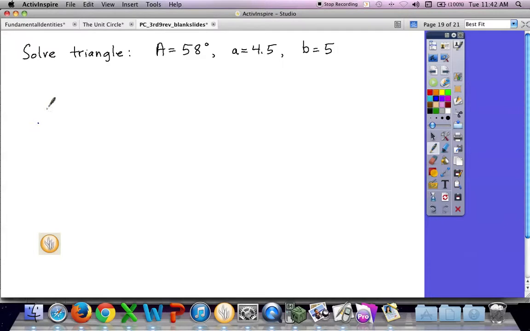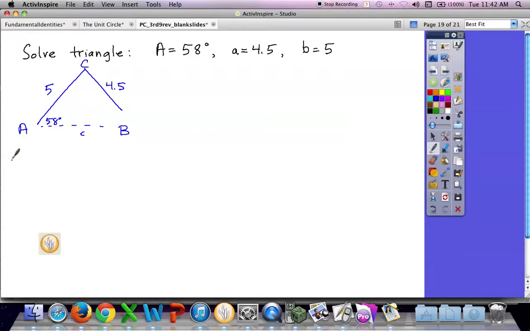So let me label these up. This is going to look like this. Here's the angle A, which we know is 58 degrees. Side A is 4.5, and side B is 5, which makes this angle C, this is side C. Angle B is somewhere over here. We don't know what it is yet. So this is side angle, which is a law of sines problem.